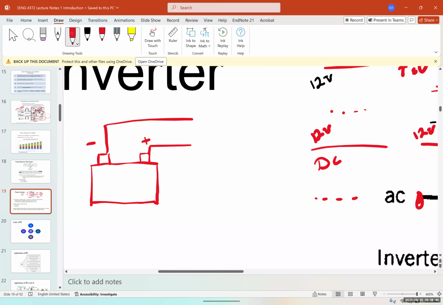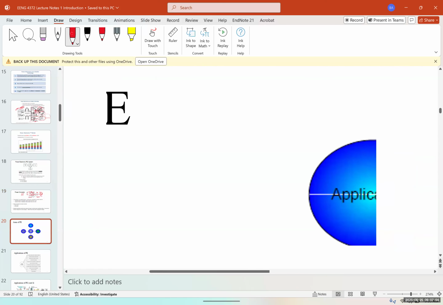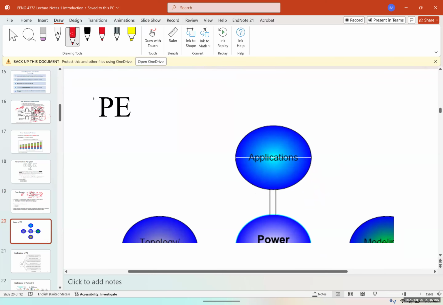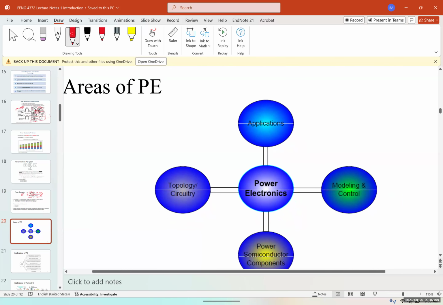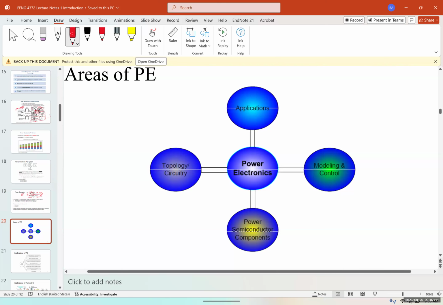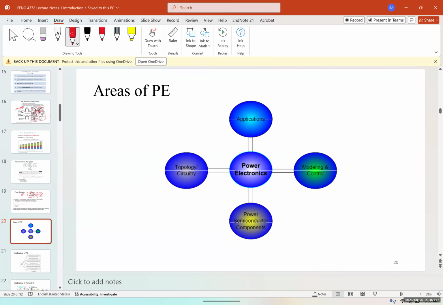I want you to think on this, and we'll get back to it in the next class. AC to DC, we already know that. But how can we go from DC to AC? Obviously, it's the device called an inverter, but how can we do it? Is it a type of transistor? Is it a type of switch? What is it?